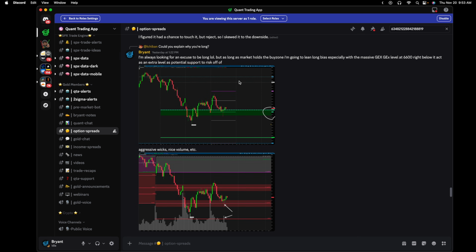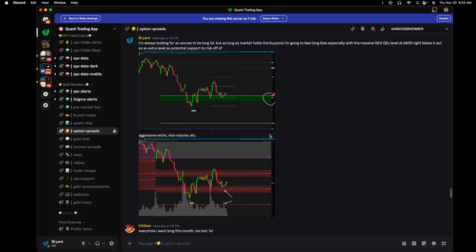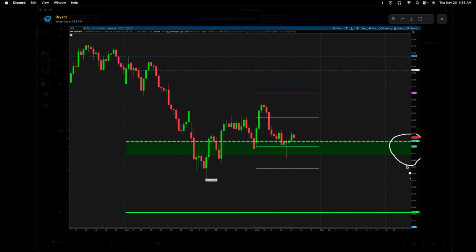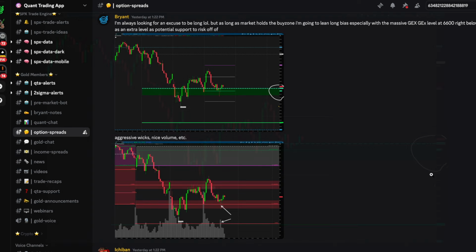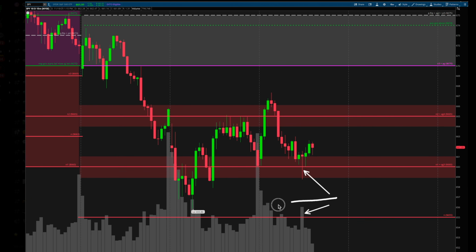I'm naturally a long bias type of trader when it comes to the SPX/SPY, but we had a key gamma exposure level right beneath the buy zone, which was 6,600 right here. This was this strong pin, and then you guys know I like to look for a spike in volume right whenever I see that candle.